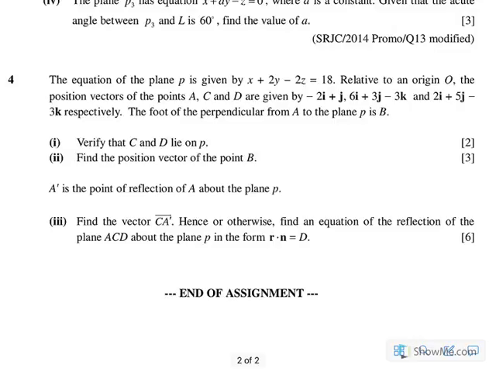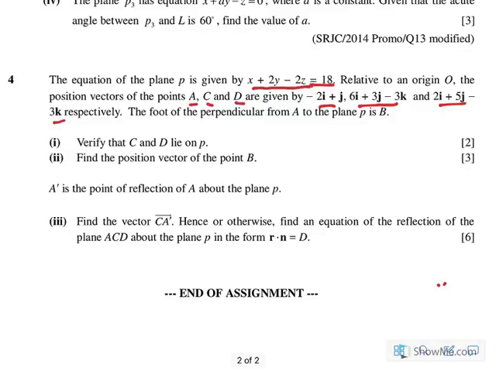Okay, the equation of the plane P is given by x plus 2y minus 2z equals 18. Relative to an origin, the position vectors of the points A, C, and D are given by negative 2i plus j, 6i plus 3j minus 3k, and 2i plus 5j minus 3k respectively. The foot of the perpendicular from the point A to the plane P is B. Alright, so first, let's talk about the point A. Point A is negative 2, 1, 0.